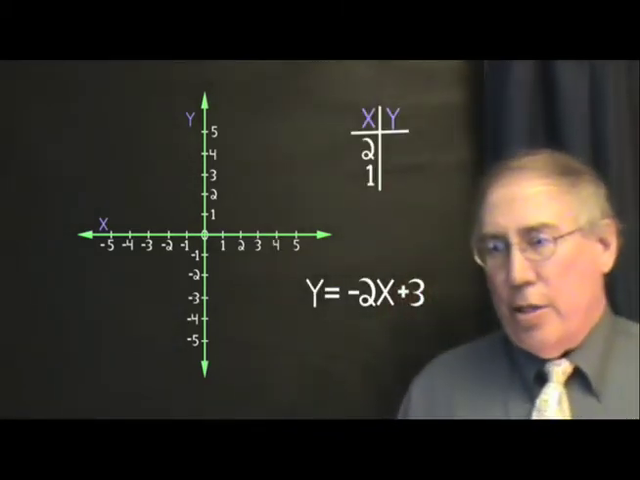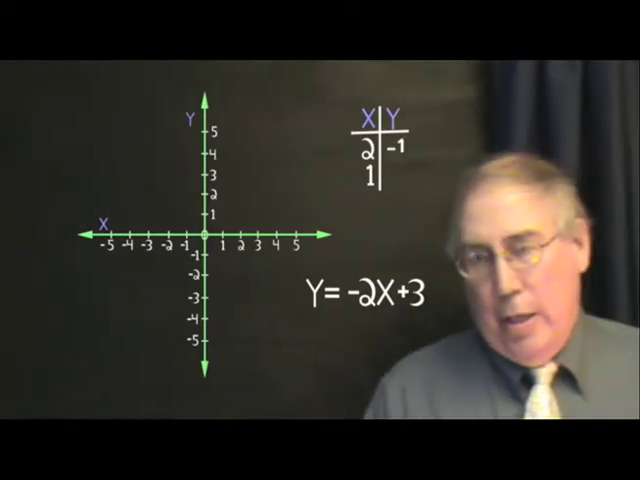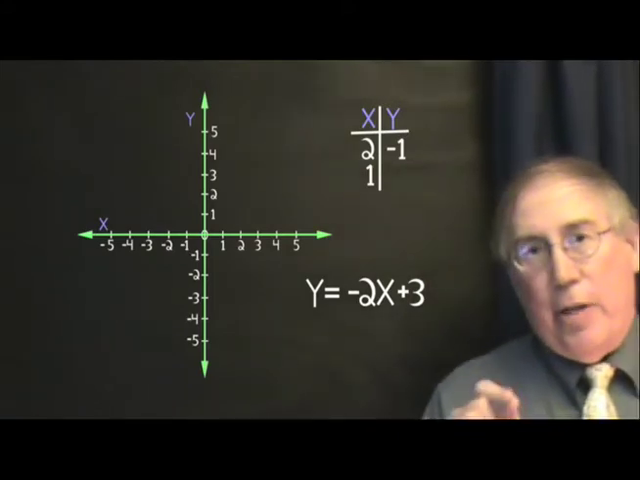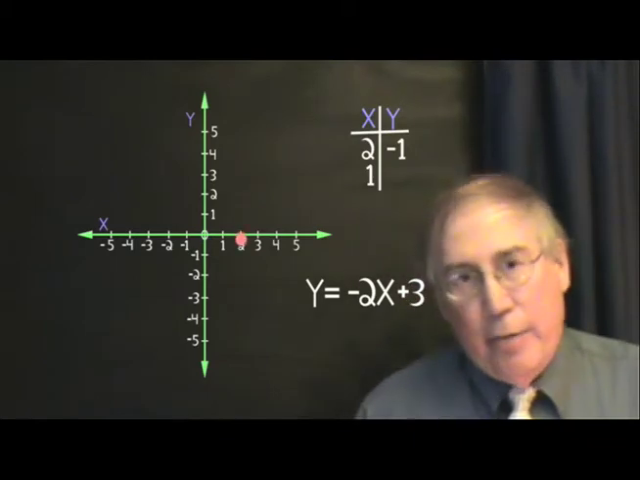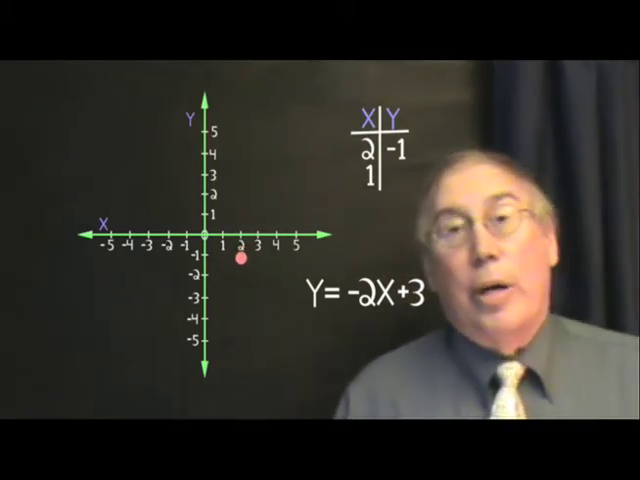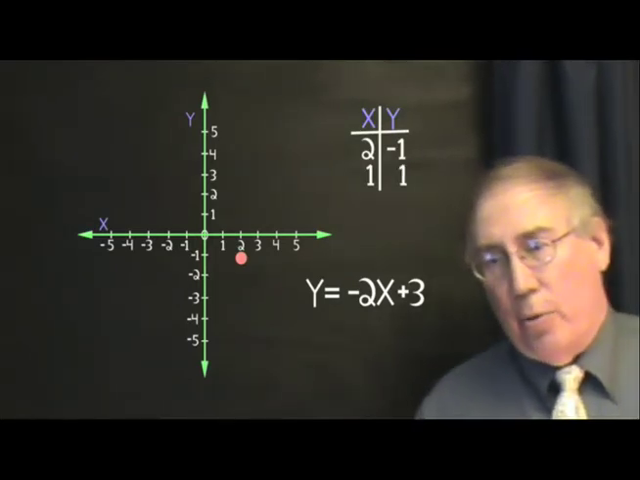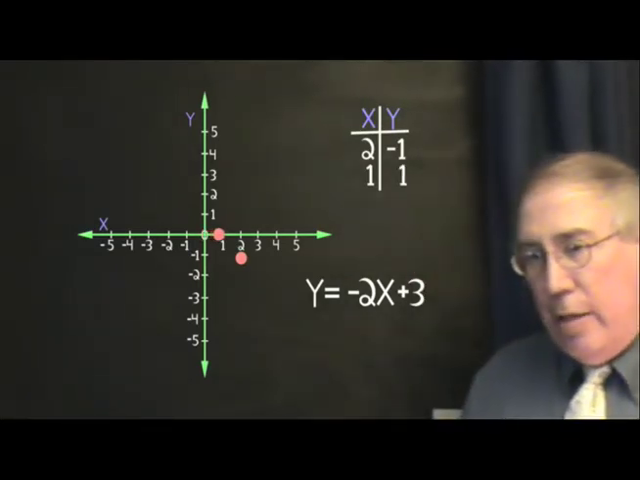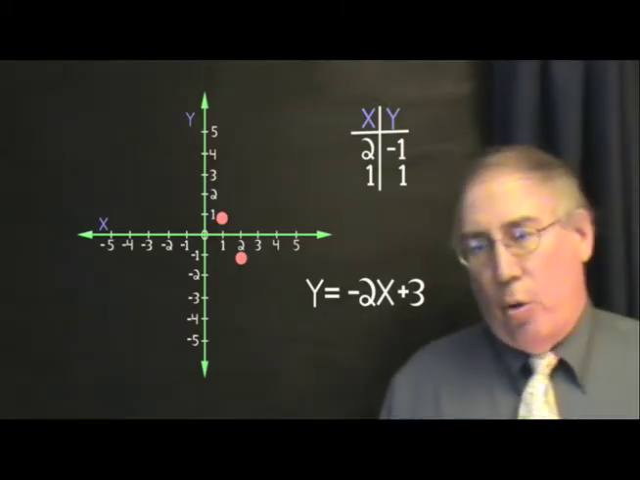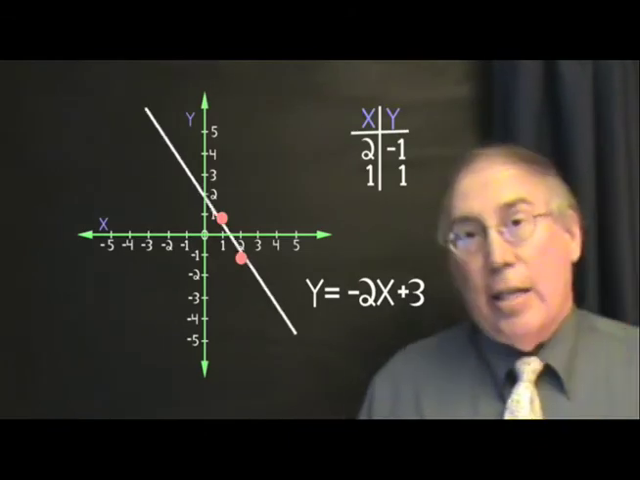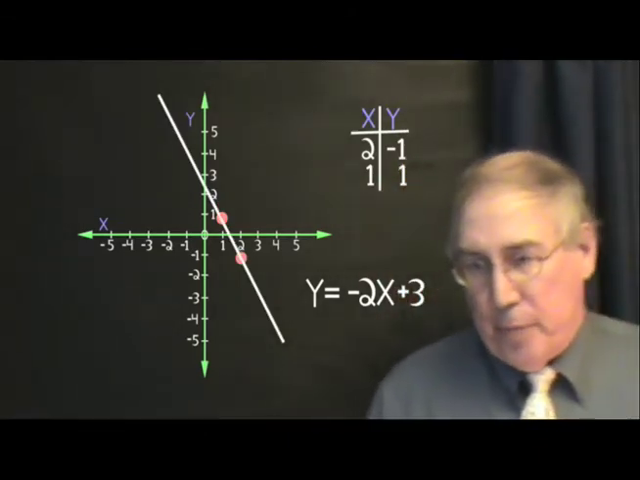Okay, so let's graph a couple more points. Now I want you to notice there's a -2 there in front of the x. That is called the slope of the line. If it's negative, the slope is going to lean towards the left. If it's positive, it's going to lean toward the right. So when we graph this line, we're just going to use 2 points. We should get a slope here that leans towards the left, which we do.